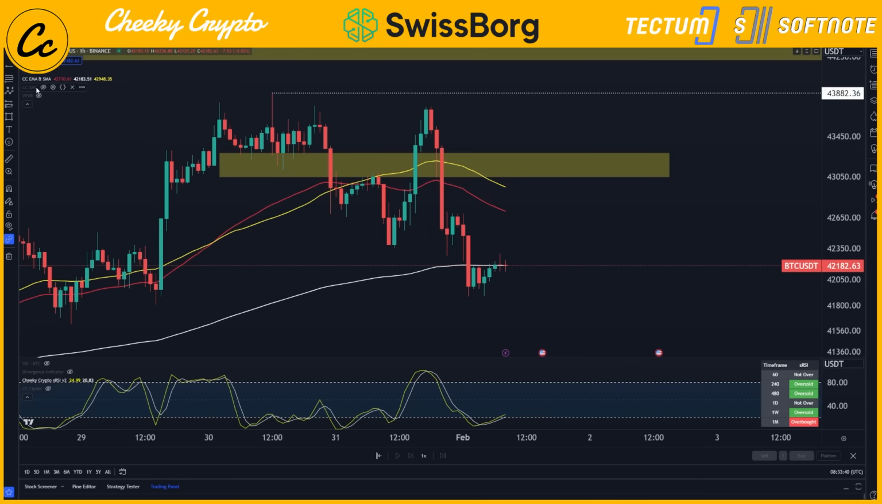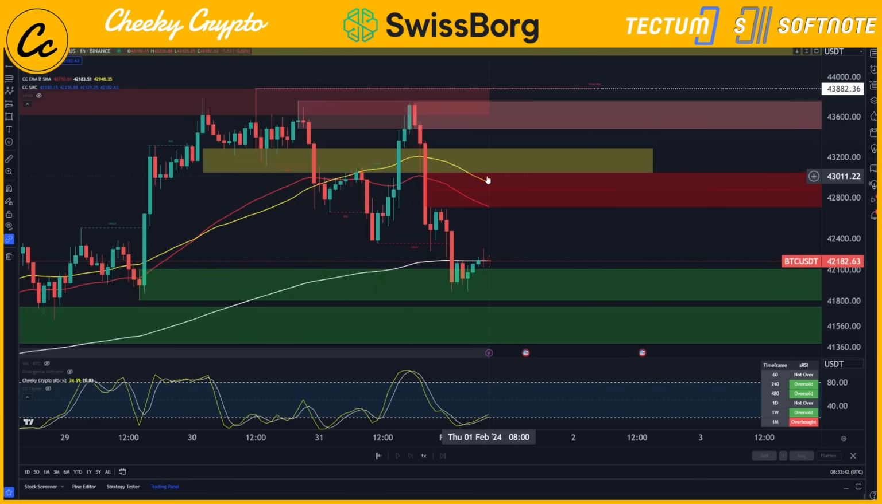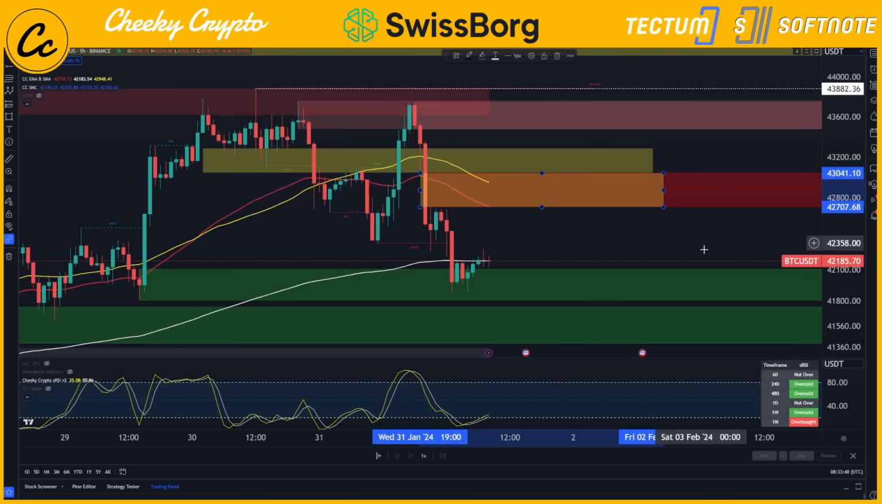Now, if I do go ahead and throw some smart money concepts on here, you can see that there's a fair value gap. The fair value gap is sitting right up here as well. This is basically 42,707 to 43,041. This is also in line with our 50 EMA, the red line, and the 50 SMA, the yellow line. So chances are this is really where the resistance is.